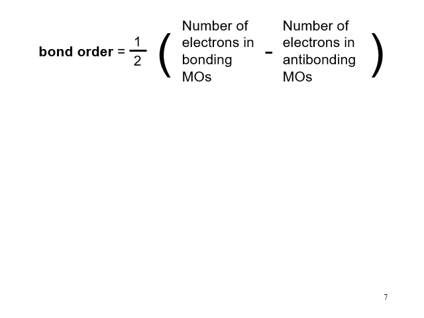So bond order is calculated by knowing, you have to know this, the number of electrons in the bonding molecular orbitals and the number of electrons in the anti-bonding molecular orbitals. And you take half of that. So let's do a few examples to illustrate.